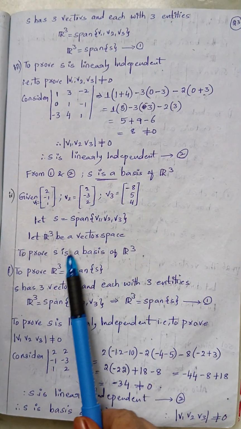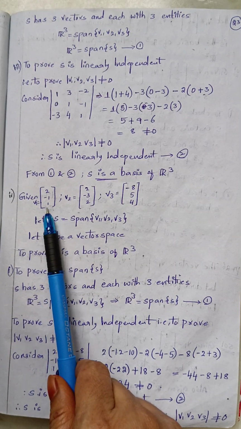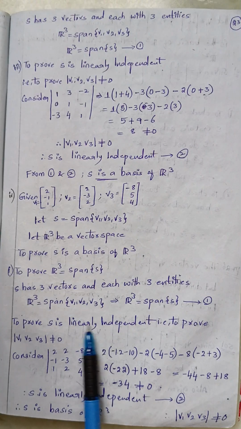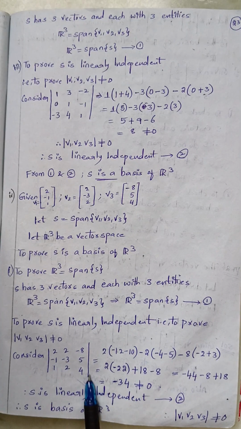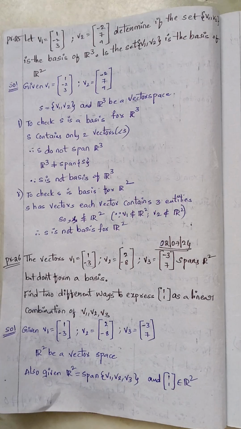Similarly, we can take V1, V2, V3. R3 is equal to span of S because 3 vectors with 3 entries and S is linearly independent means take the determinant. The answer will be minus 34. So it is linearly independent. So it is a basis for R3.